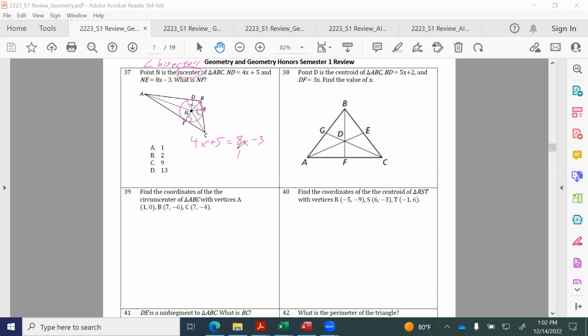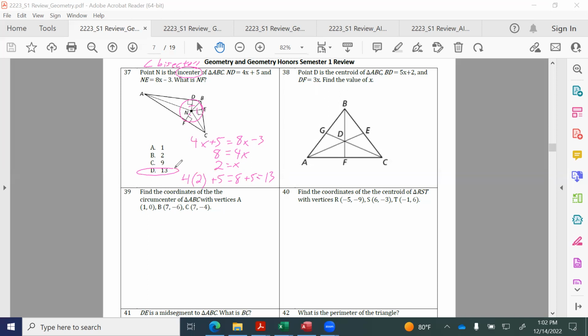Subtract the 4x, we're left with 4x. Add 3, we have 8. Divide by 4, and x is 2. Now, we need to know the length of NF, which is going to be the same length as either of those other two pieces. So plug it back in. 4x plus 5, times 2 plus 5. 4 times 2 is 8. 8 plus 5 is 13. Answer is B. All right, 38.